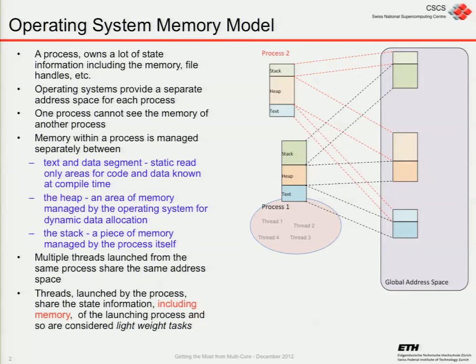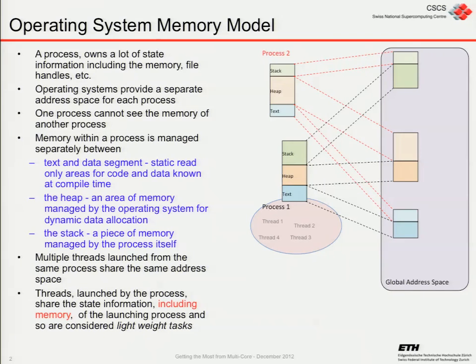Now, that's about processes, and multiple threads launched from the same process share the same address space. So this is a different way of working. If one thread's doing something, the other thread can see it. Threads launched by the process share the same state information. That includes the memory. At the point that they're launched, they can see anything that was created beforehand. So all variables that exist at the point the thread is created, in most of our threading models, can see anything that was created beforehand.